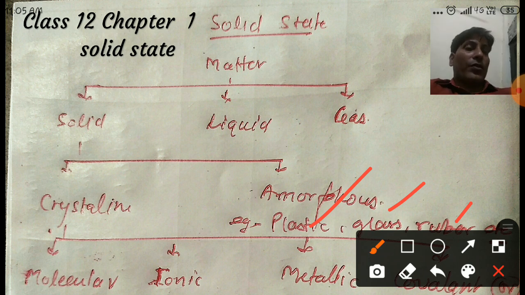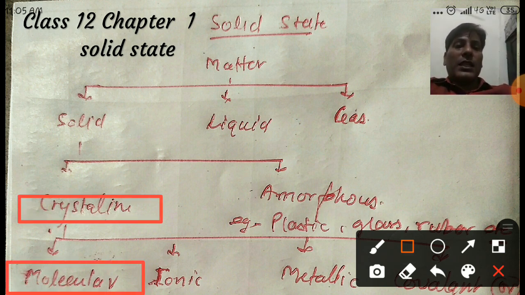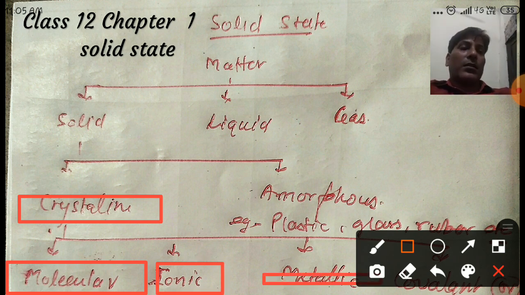Again, we classify the crystalline solid into three categories: molecular, ionic, and metallic.